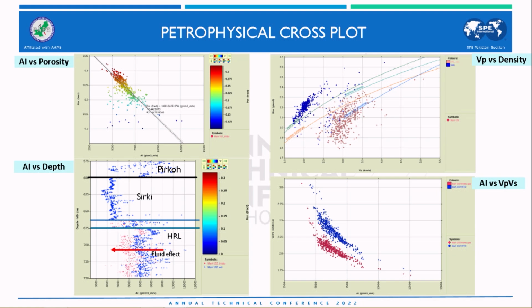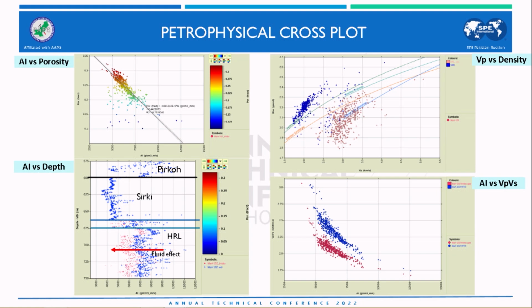Blue is the log response when the reservoir is filled with 100% water. And the red is the response of the reservoir when it is filled with 100% gas. So we can clearly see there that the gas is impacting the impedance in a significant way. It is decreasing the impedance quite largely.